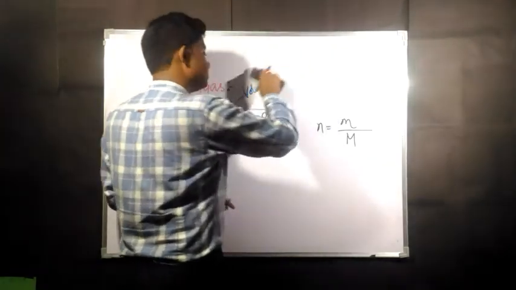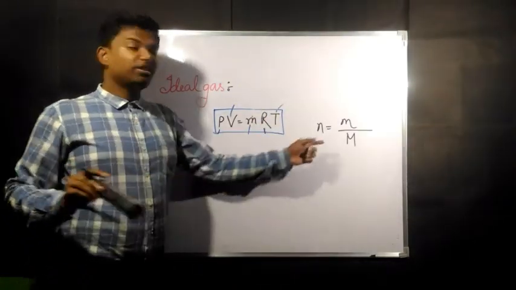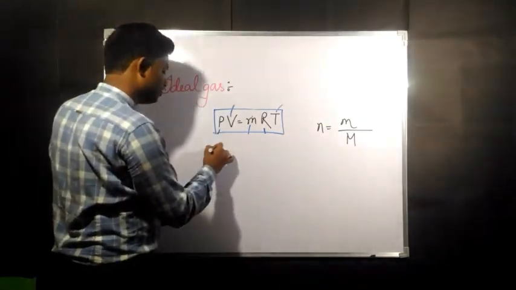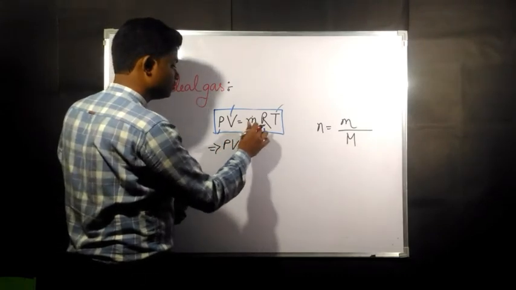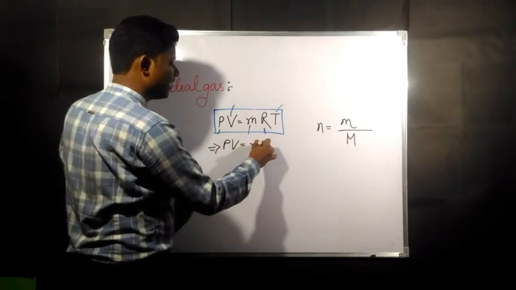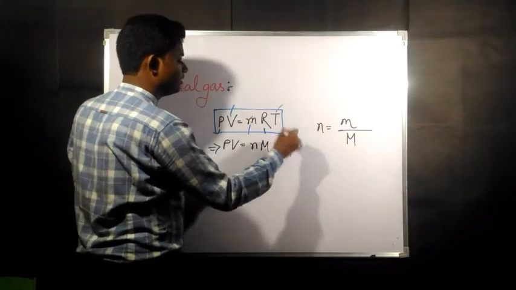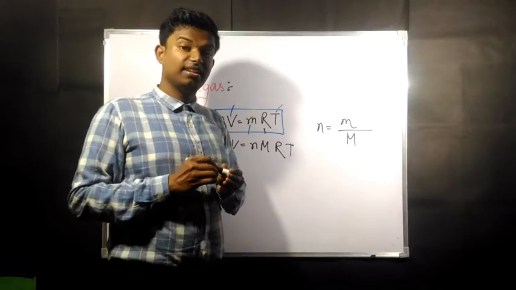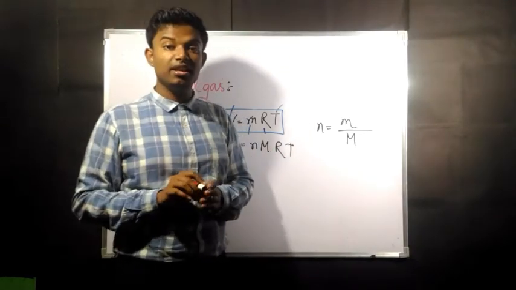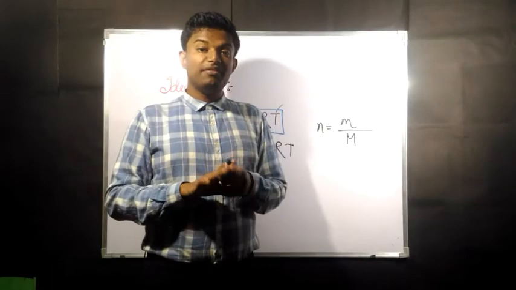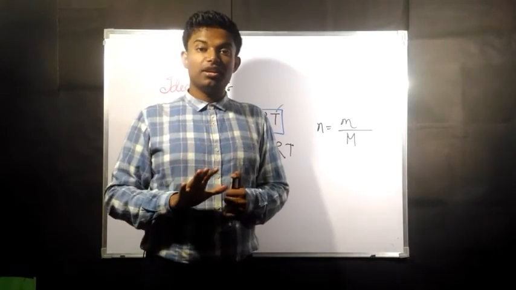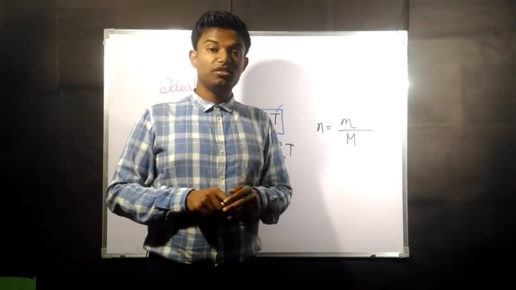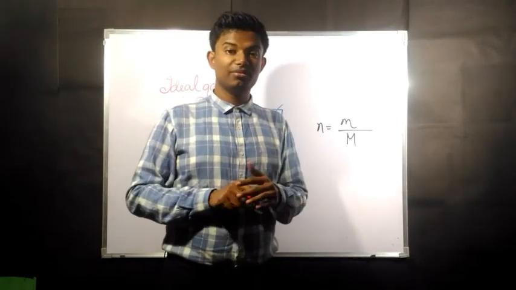Now from this equation we can replace small m by n into M. If you replace it here, PV equals n into M into R into T. Now according to Avogadro's hypothesis, for a certain temperature and pressure, all gases have the same number of molecules. At normal temperature and pressure he gave the number of molecules as 6.026 into 10 to the power 23, which is known as the Avogadro number.